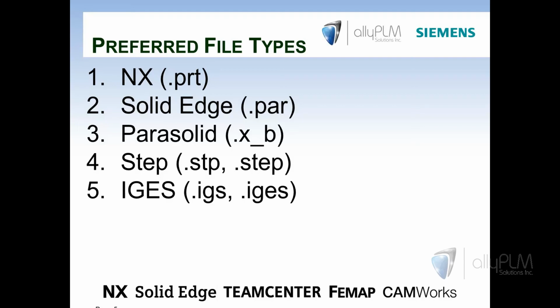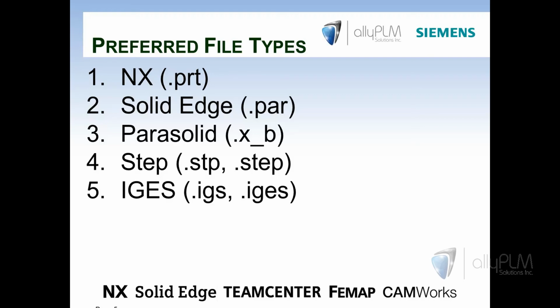Obviously the first choice should be NX files. Since we're working in NX, that should be the file type that you request. The NX file type is a .prt file, and with this you should be able to get the model history so that you know how the model was created or designed.